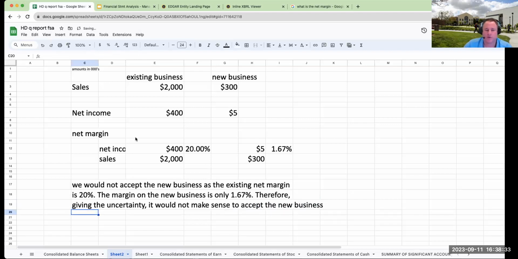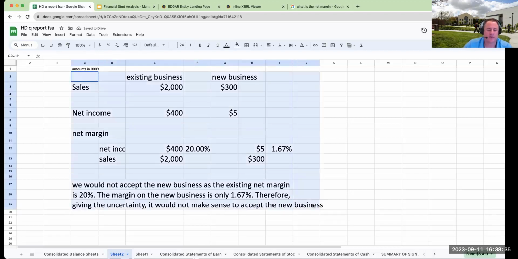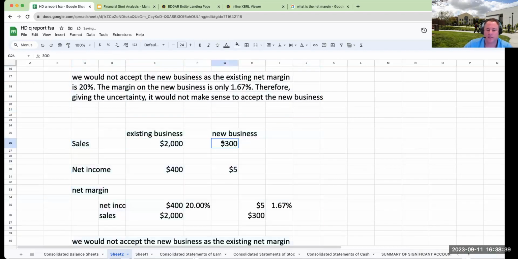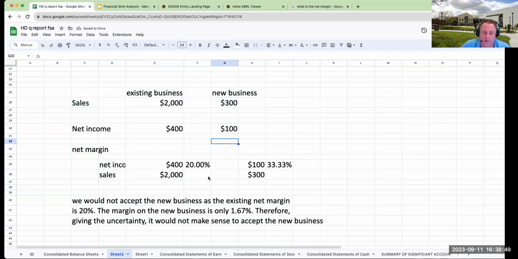Okay, let's do another example. Let's actually talk about the positive instead of the negative. If we come down over here, and let's call this now, we'll do 300, but now we're going to change this up a little bit. We're now going to say the 5 is now 100. Now, that becomes a different situation because by accepting the new business, I'm getting a lot more net income, and that's starting to make a little bit more sense.